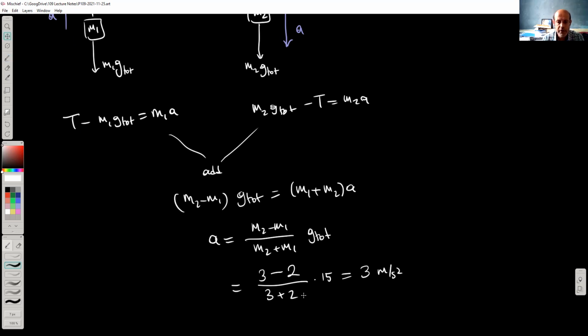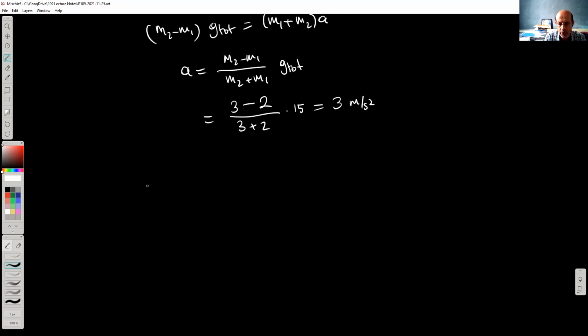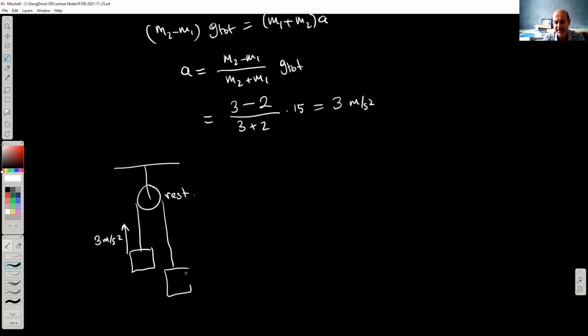Okay. So in any case, I'll just draw the picture in here. Again, the pulley is at rest, all right? So this is the frame that we are talking about. This is basically accelerating in the upward direction with an acceleration of 3 meters per second squared. This is accelerating down with an acceleration of 3 meters per second squared.